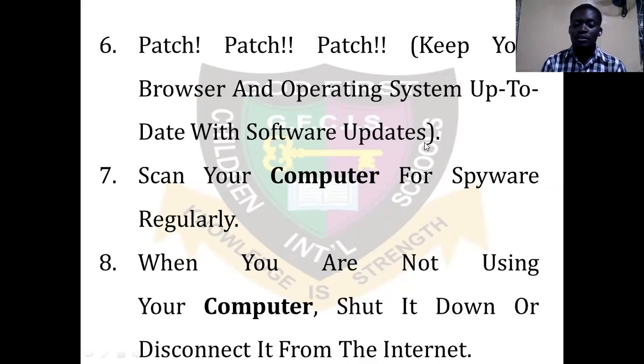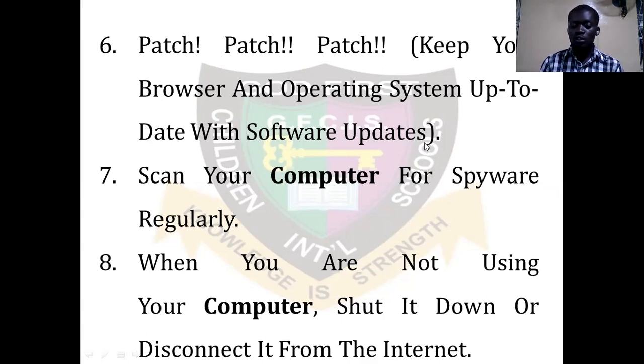Another one is scan your computer for spyware regularly. Spyware are just unwanted things that might have been sent into your system to do one or two things, either to monitor, to track, or to copy your files remotely from one place to the other. So always scan your computer for spyware regularly.